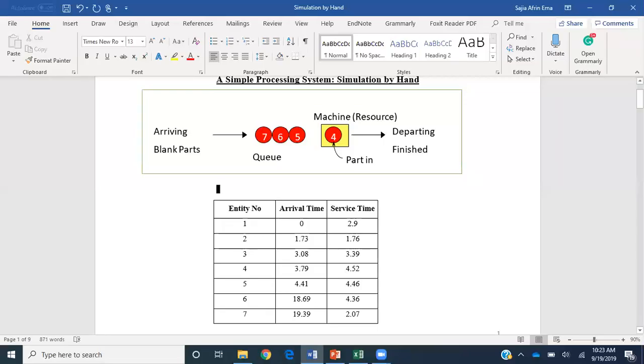Hello everyone, in this video I'll be showing how to do hand simulation for a simple process. Here, parts are getting in to a drilling station and then getting drilled and then departing this small system. It has a queue associated with the process and it's a first in first out queue.